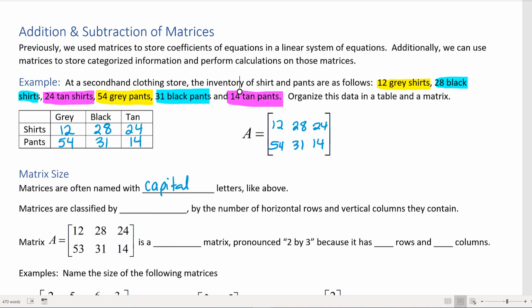Matrices are classified by size, by the number of horizontal rows, and then the vertical columns that they contain. So matrix A, the one we just worked on, is called a 2 by 3 matrix because it has 2 rows and 3 columns. So it's always going to be rows by columns. And usually we use the X, kind of like a multiplication X, for the word by.